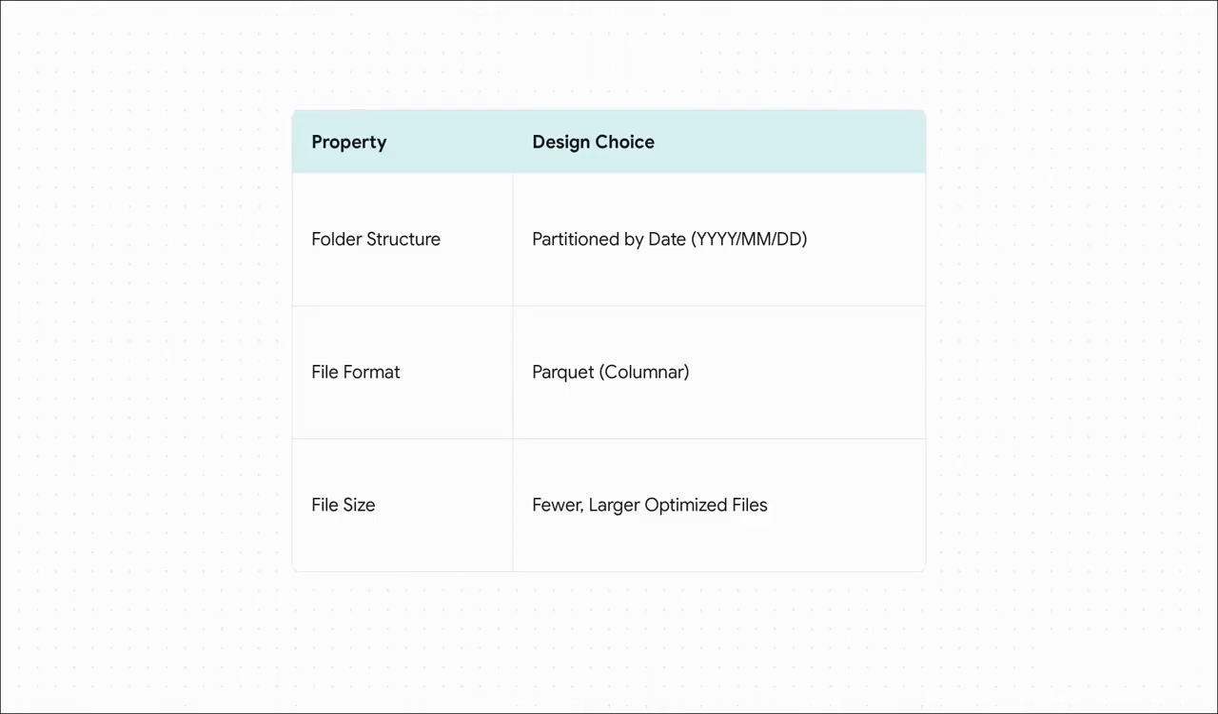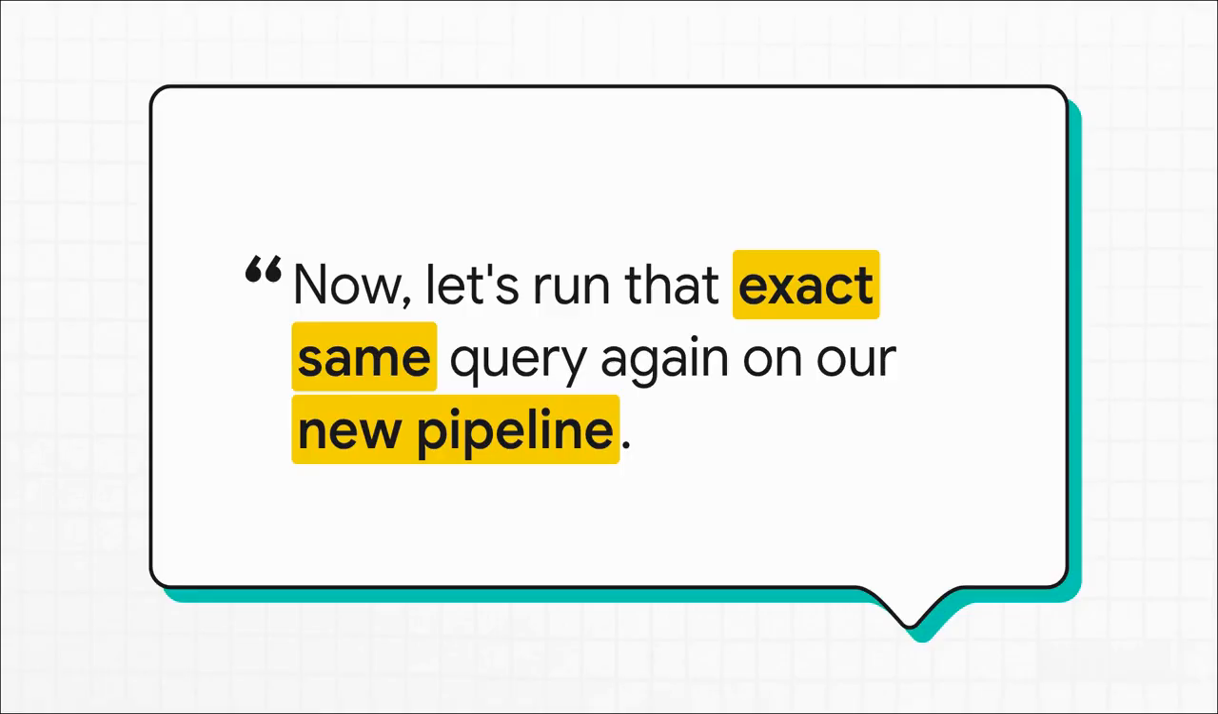Just look at the difference. The data dump is gone, replaced by a clean, partition folder structure. We've swapped out inefficient JSON for high-performance Parquet. And we've implemented compaction, so we have fewer, larger, much happier files. Every single choice here is intentional. It's designed for speed. So this is the moment of truth.